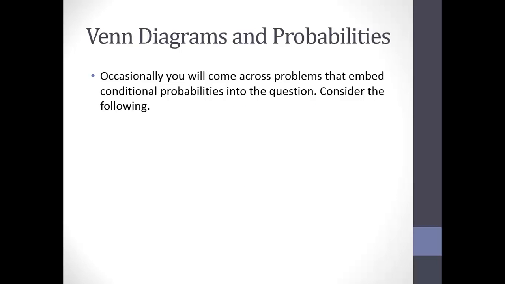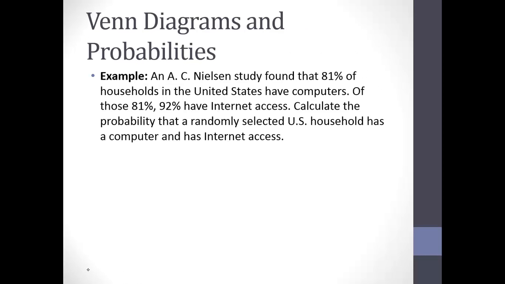Occasionally you'll come across problems that embed these conditional probabilities into the question. So think about this question. An A.C. Nielsen study found that 81% of households in the United States have computers. Of those 81%, 92% have internet access. Calculate the probability that a randomly selected U.S. household has a computer and has internet access.